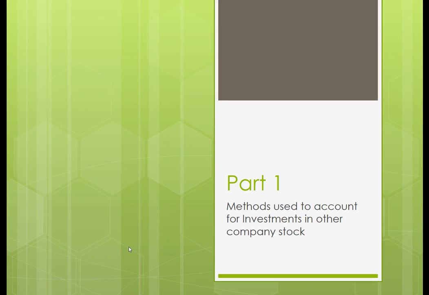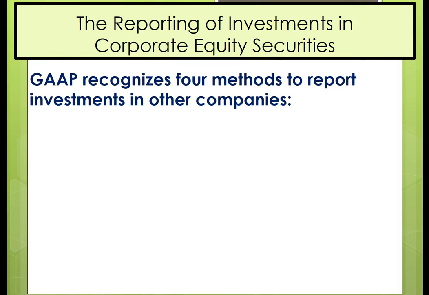This presentation is going to cover the methods used to account for investments in other company stocks as part of advanced accounting. Reporting investment in corporate equity securities is when you buy somebody else's stock, usually common stock. There are 4 ways that we can report this investment in other companies.